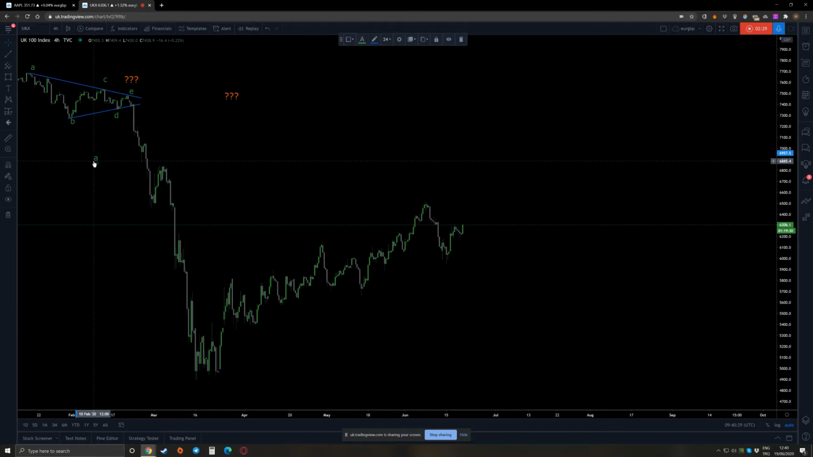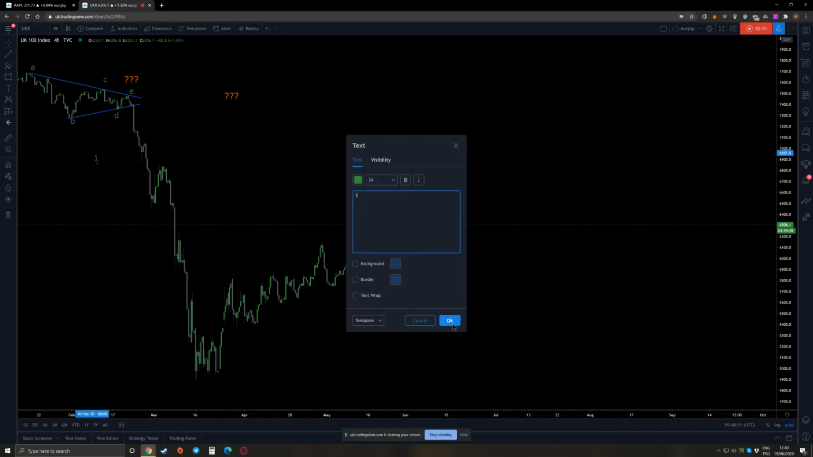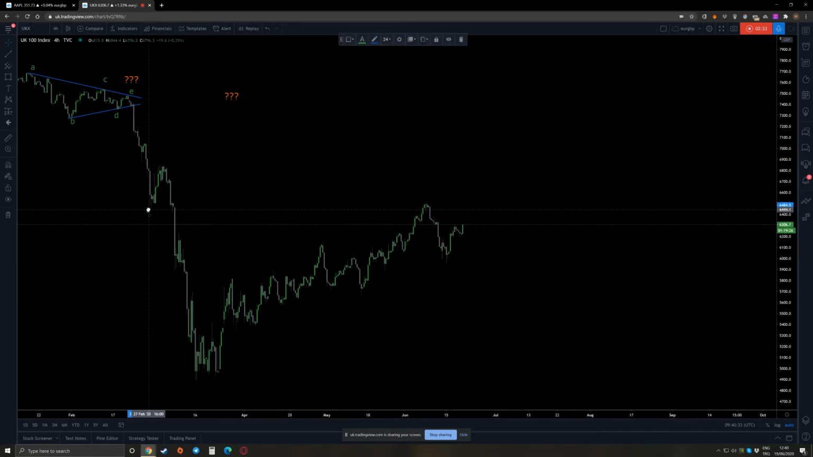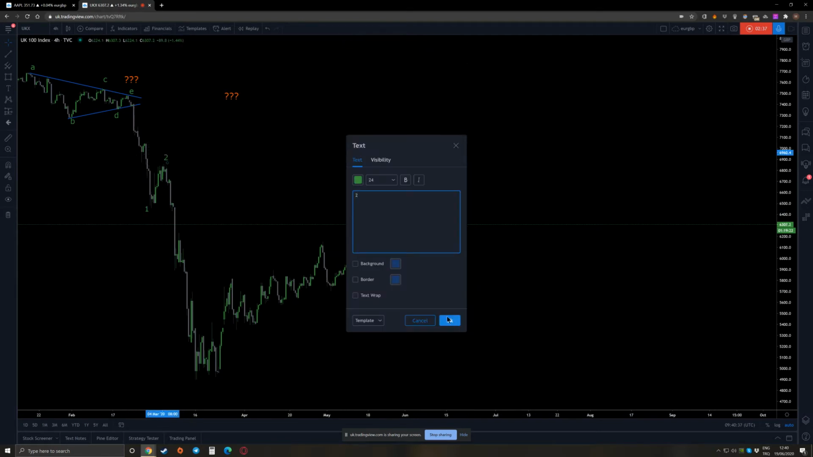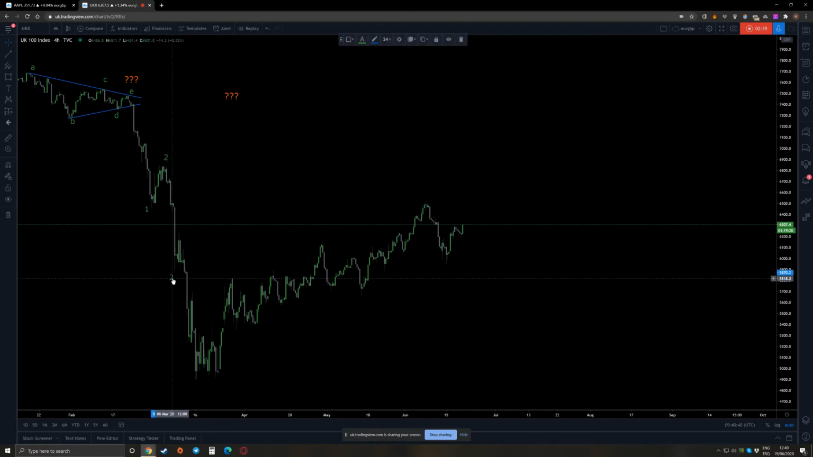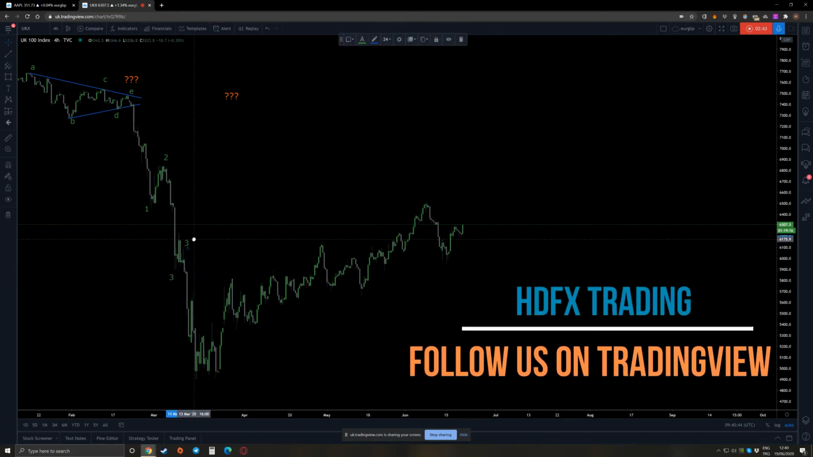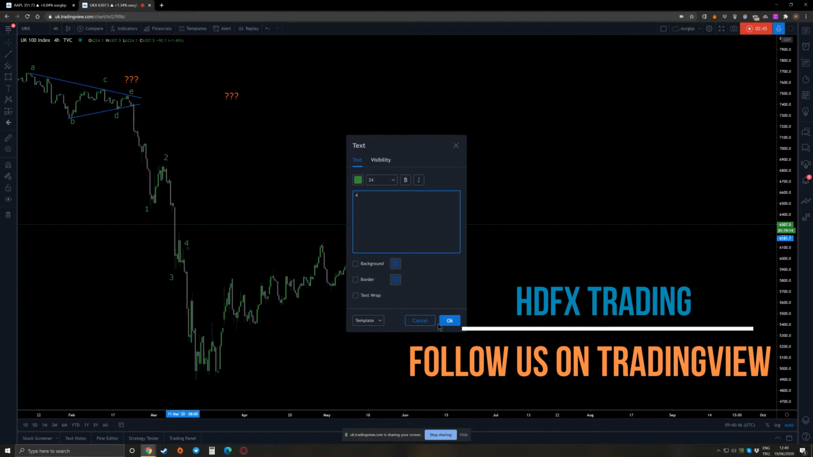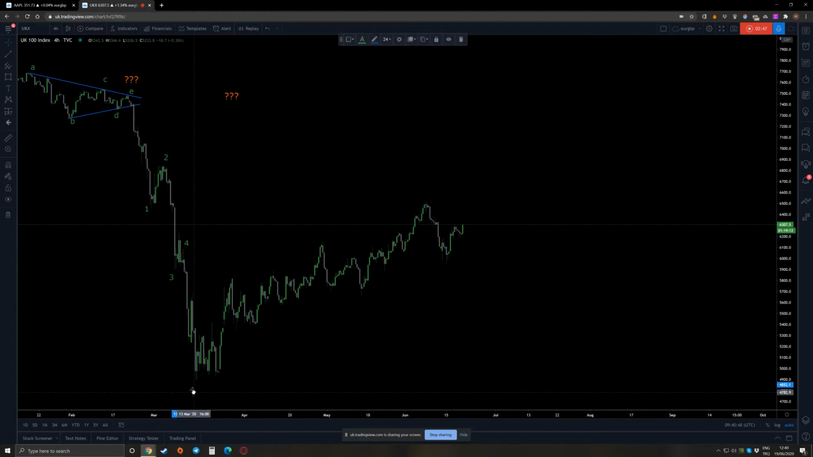Now, let's think that this is an impulsive move, that I'm sure many already labeled it like this. Look, 1, 2, 3, I don't know, 4, and 5. Because it's 1, 2, 3, 4, 5. True? Well, not so true.